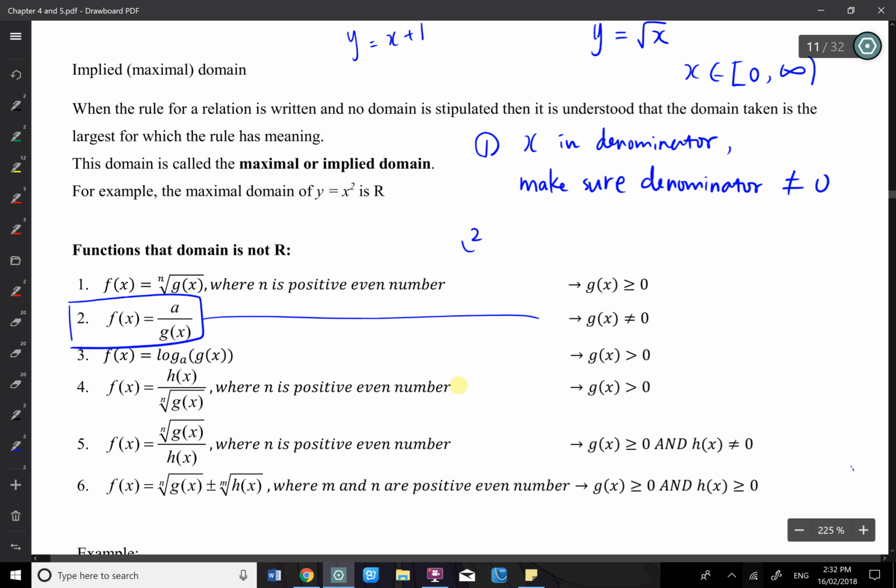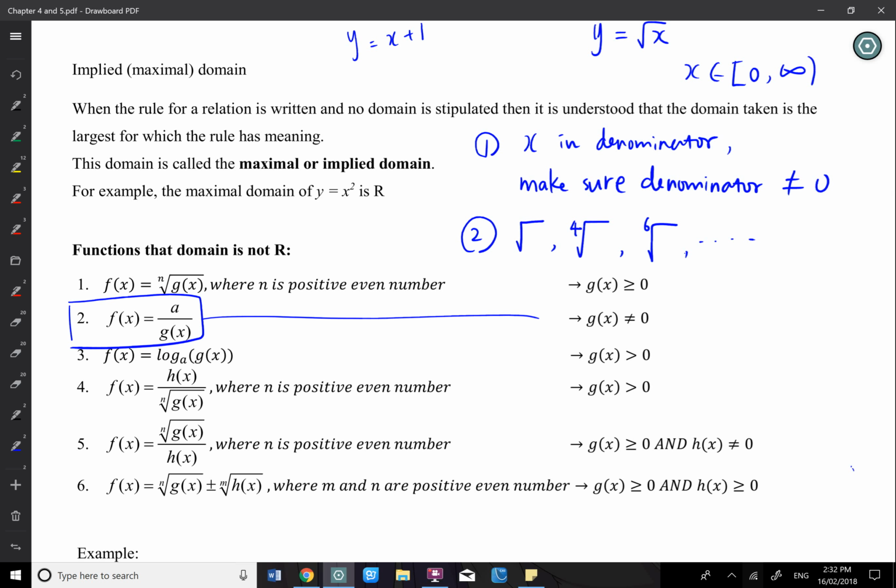The second one is square root, 4th root, 6th root, or any even root. Square root of 4 is 2, because 2 times 2 is 4. For the 4th root, it will be something times something times something times something equals the number you put under the 4th root. So it never becomes 0. Multiplying an even number of times, it must be a positive number, even though originally it's negative. So I must always have a positive number.